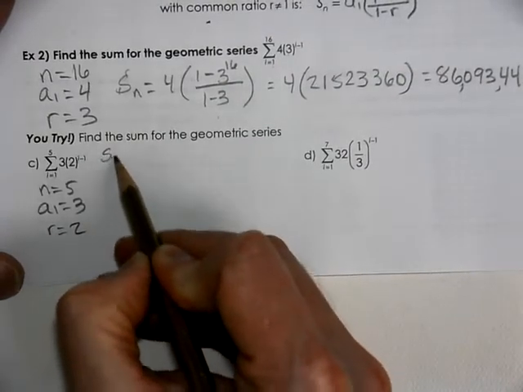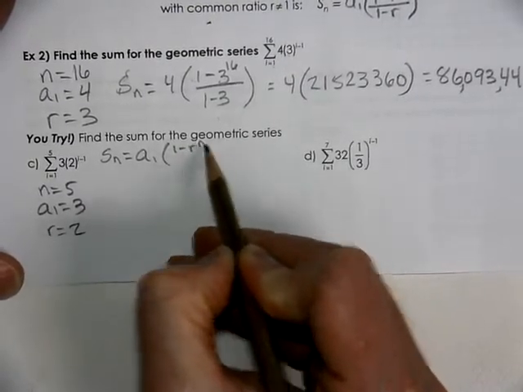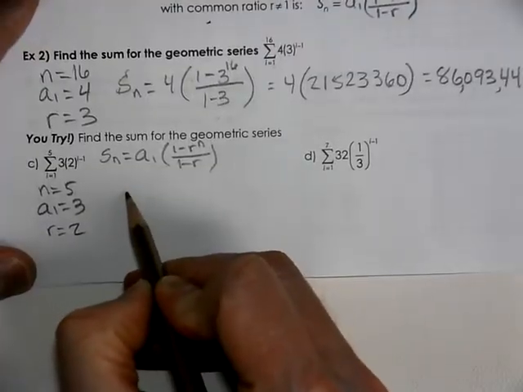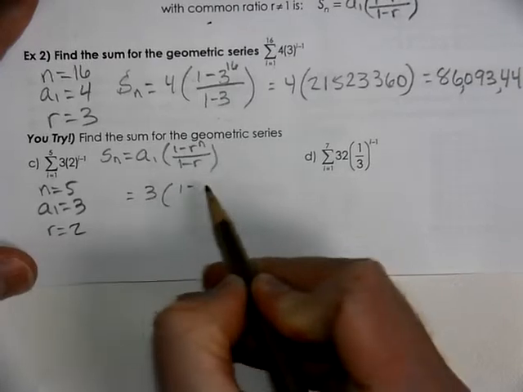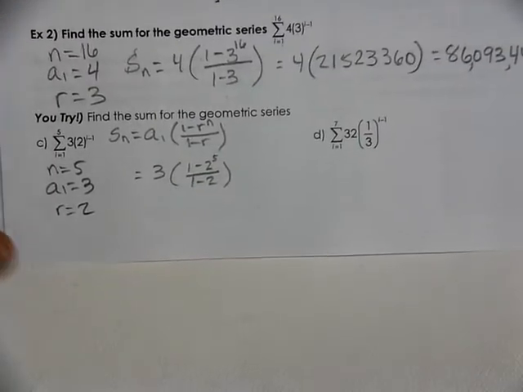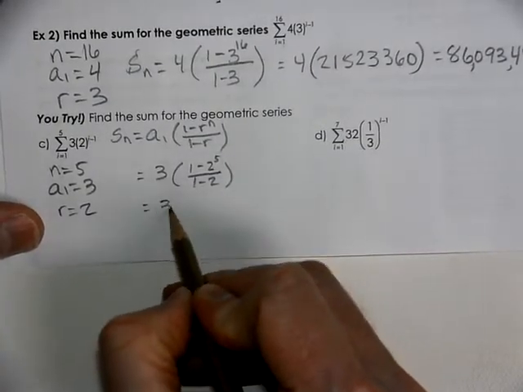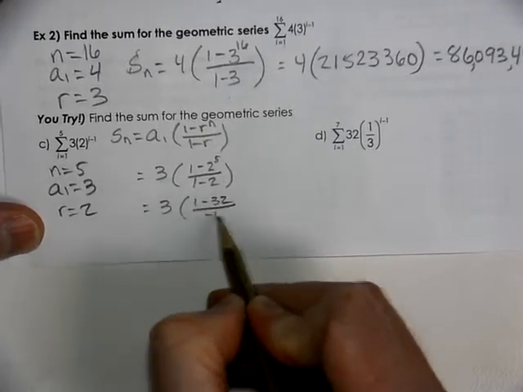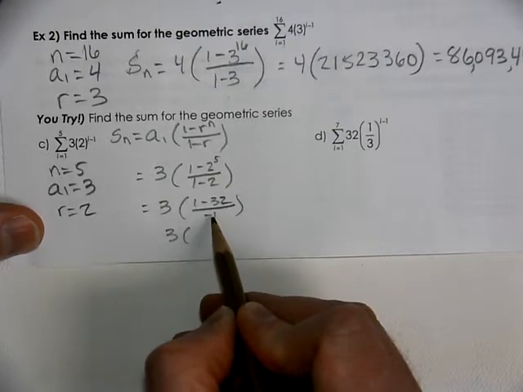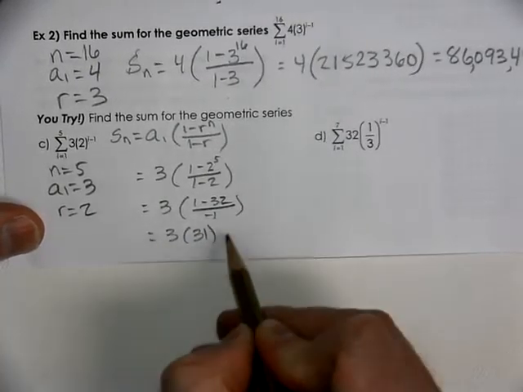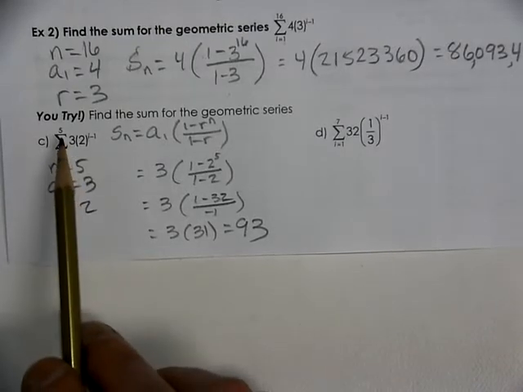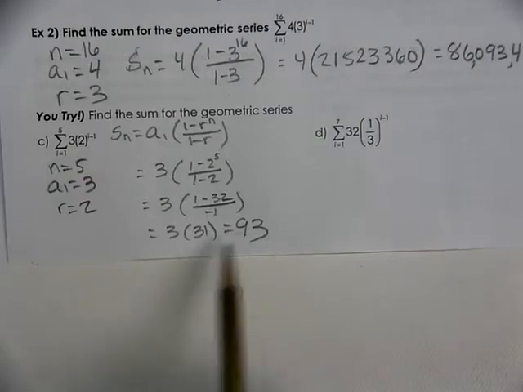So we'll come over to our formula. Remember what your formula is. A of 1, 1 minus r to the nth power, over 1 minus r. The more times you write out your formula, the more you'll be familiar with it. So your first term is 3, 1 minus 2 to the 5th power, over 1 minus 2. In this situation you wouldn't need a calculator. This is 3, 1 minus 32 over negative 1. That's 3 times negative 31 divided by negative 1, which gives us 31. And that's going to be 93. So the sum of that series, we don't even know what the numbers are, but the sum is 93.